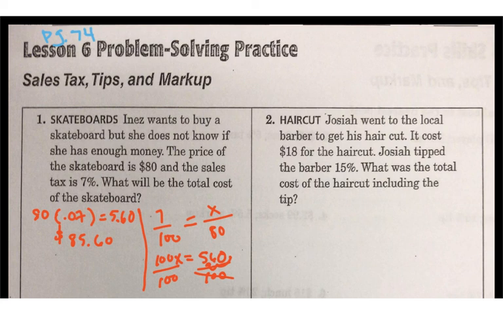Okay? We'll do one more here, number 2. It says Josiah went to the local barber to get his haircut. It cost $18 for the haircut. Josiah tipped the barber 15% of that. What was the total cost of the haircut, including the tip?